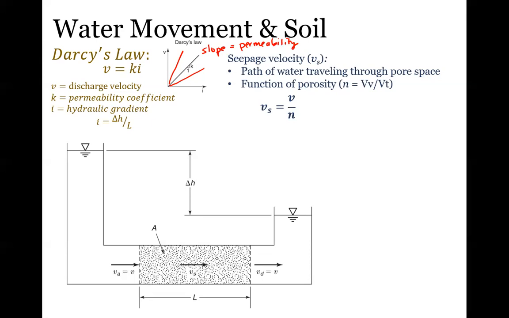So seepage velocity is where that porosity term comes in handy again. Porosity is that volume of voids divided by the total volume. So that is what we talked about way back in the beginning of the class, and this is where it's an important property again. And hopefully this makes sense. The seepage velocity should be higher than the discharge velocity.